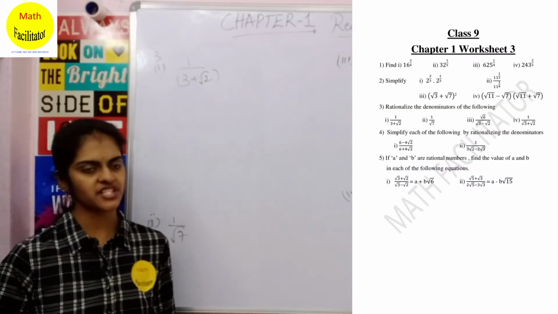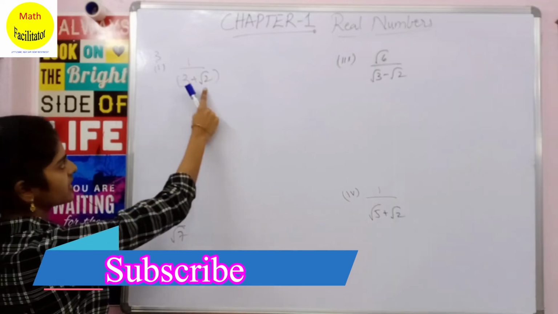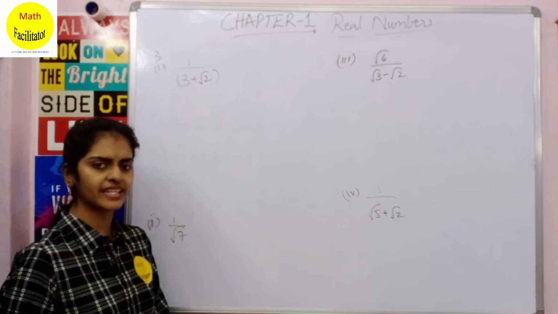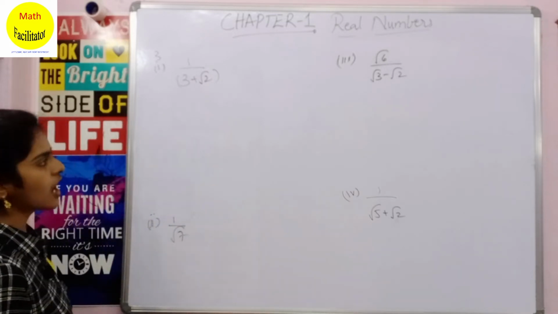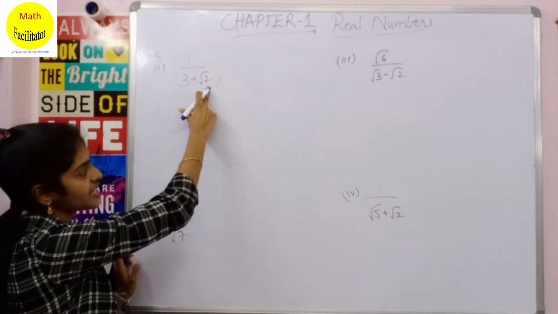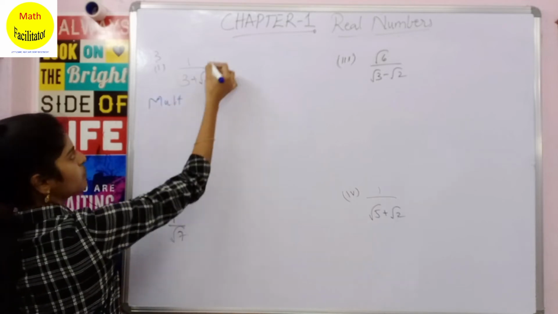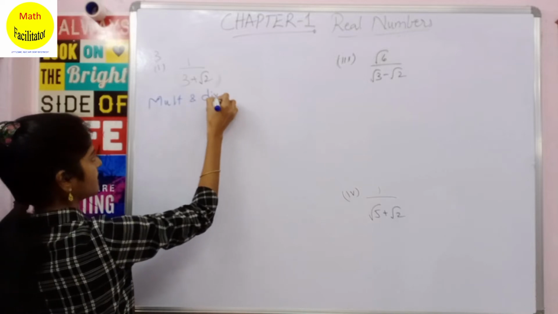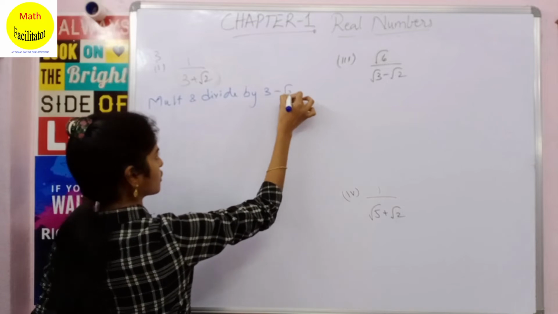Now the next question is you have to rationalize the denominators. So in the denominators you have irrational numbers, you have to rationalize it. Nothing but you should get some rational number in the denominator. So now how do we do that? You'll firstly check the denominator. Here the denominator is 3 plus root 2. So you will multiply both the numerator and denominator. So you will multiply and divide this by 3 minus root 2.